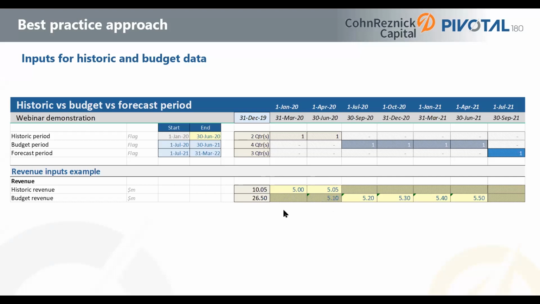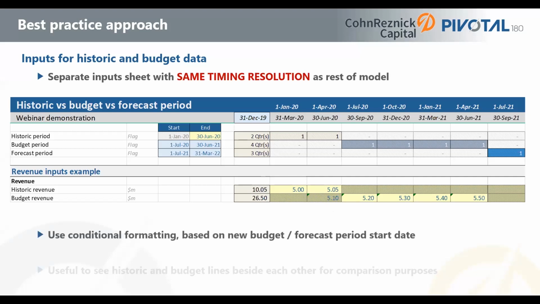In this case, the first 2 quarters of the model to June 2020 are my historic period. So I've populated historic revenue values in here. But what I instead have is I've put down my revenue below historic revenues. So this is my historics. My budget line is directly beneath it. And what's shown here is the values for the budget period.